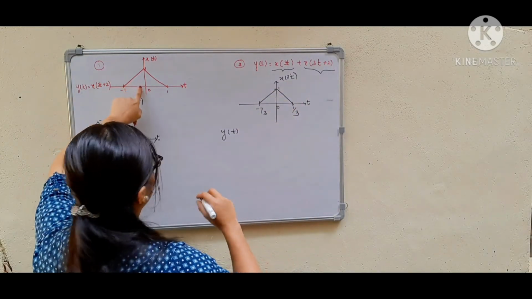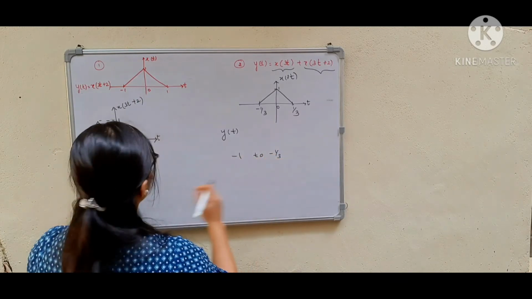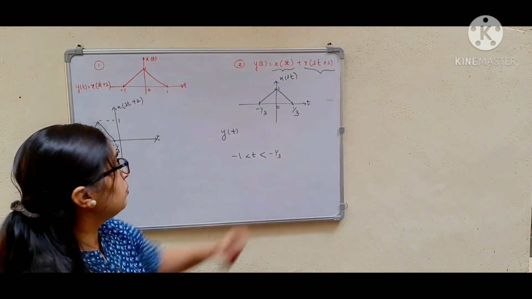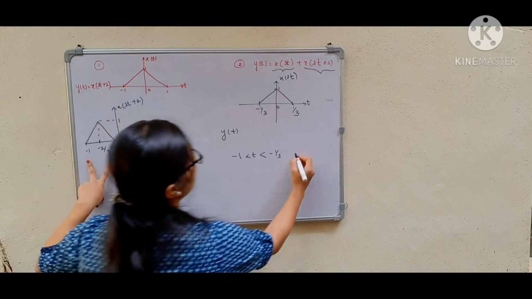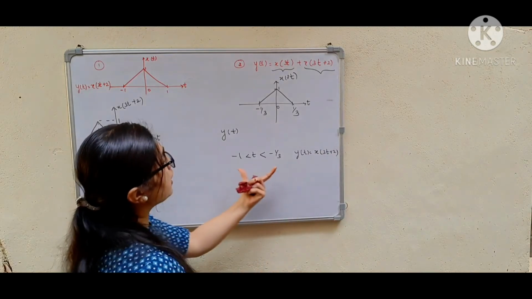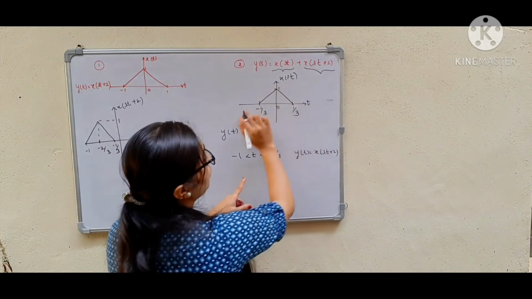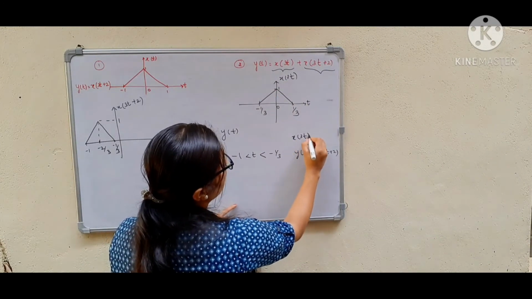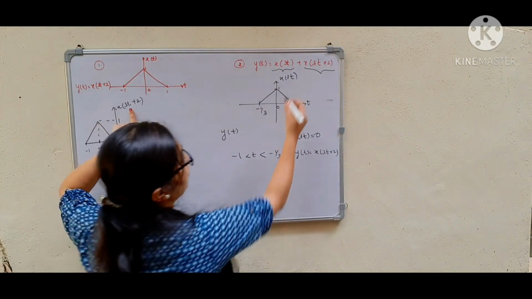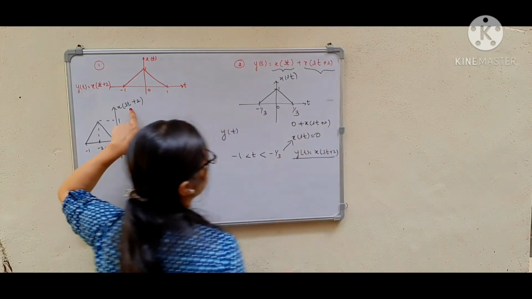So here what we will consider: minus 1 to minus 1 by 3. I have this value. So y of t will be equal to x of 3t plus 2. Why? Because in this time interval we do not have the signal x of 3t. Okay, that is equal to 0. X of 3t is equal to 0 in this interval. So it will be equal to x of 3t plus 2, because 0 plus x of 3t plus 2. So y of t is x of 3t plus 2.